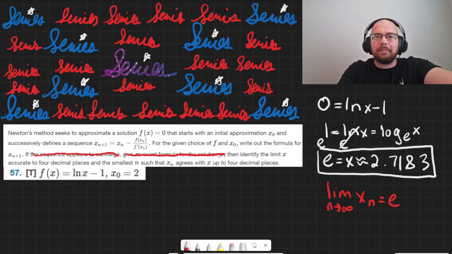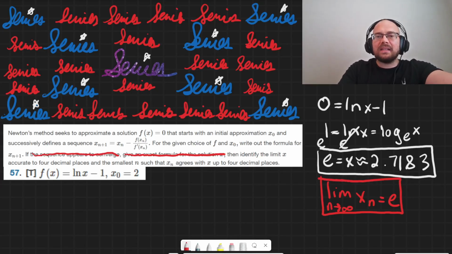I believe that is answered with this other boxed in part over here. So this is part of an answer here and here. Identify the limit x. Identify the limit x accurate to 4 decimals. I kind of did that in two parts. This is the limit, and then that limit is approximately that, accurate to 4 decimal places. Okay. So we've got a lot of it.